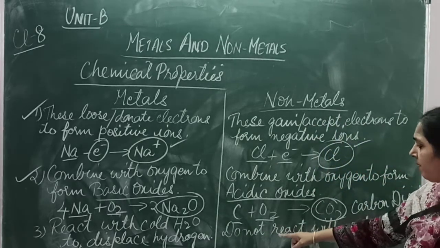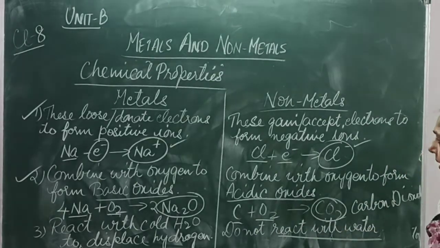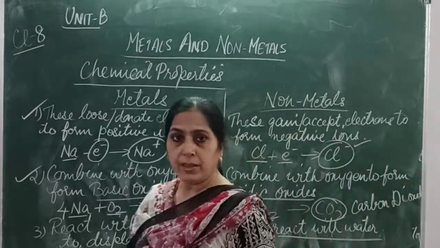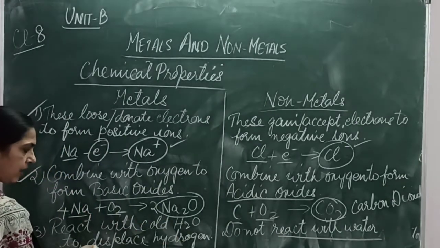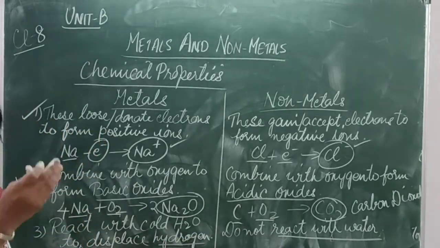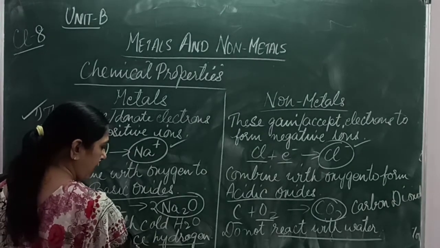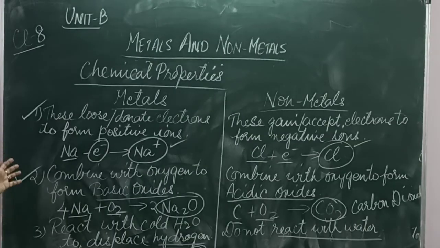In the case of non-metals, they do not react with water. Simple. Non-metals do not react with water, and metals react with cold water to displace hydrogen. That is, when reacting with water, H2O, they liberate or give out hydrogen. Sodium plus H2O gives NaOH, sodium hydroxide, plus hydrogen, which is given out. So these are some of the chemical properties of metals. We have discussed what metals and non-metals are, and the physical and chemical properties. I hope they are clear to you.